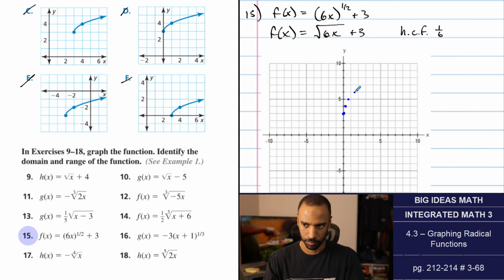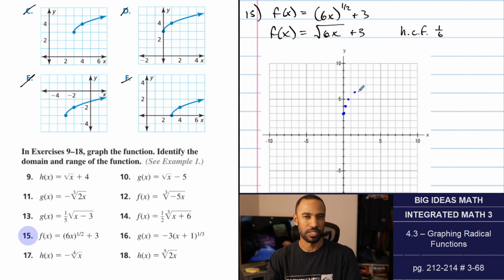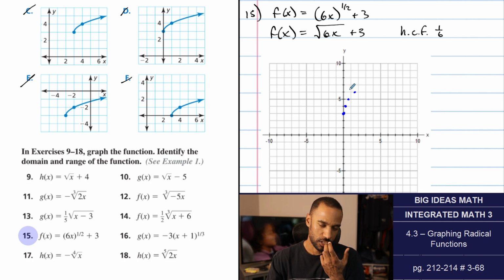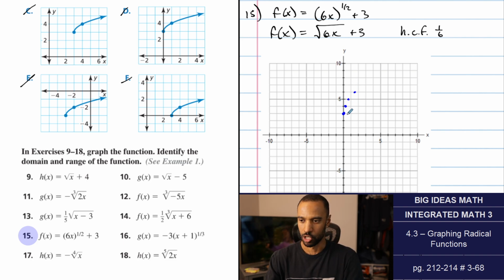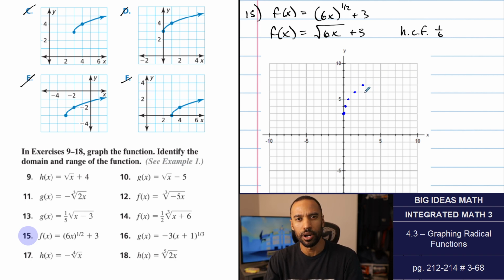There's the curve. 4 squared is 16. So 16 divided by 6 is 2 and 2/3. Excuse me. We go over 2 and 2/3 to go up 4. I'm going to plot as many as I can fit. 5 squared is 25. 25 divided by 6 is 4 and 1/6. So 1, 2, 3, 4 and 1/6 to go up 4. 36 divided by 6 is 6. Hey, over 6 to go up 6.